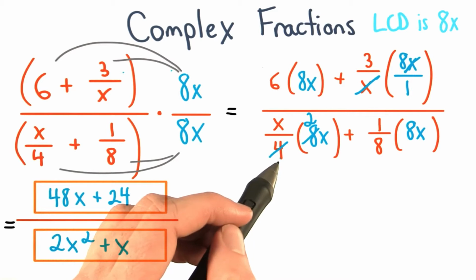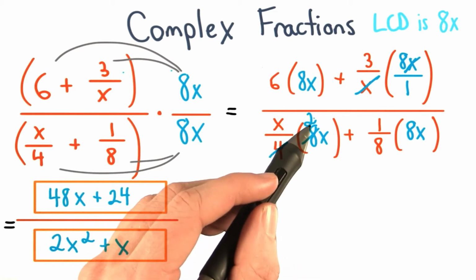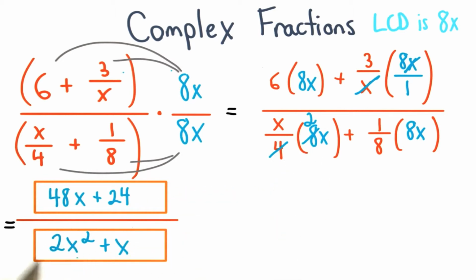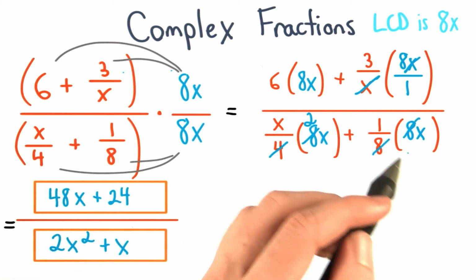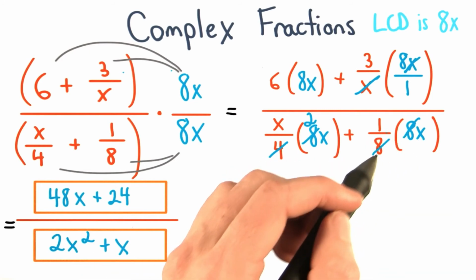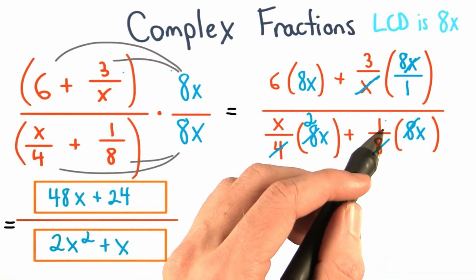For this multiplication, 8 divided by 4 equals 2. So we're left with x times 2x, which equals 2x squared. And finally, for the last one, 1/8 of 8x would just be 1x. 8 divided by 8 equals 1, so we're left with 1x.